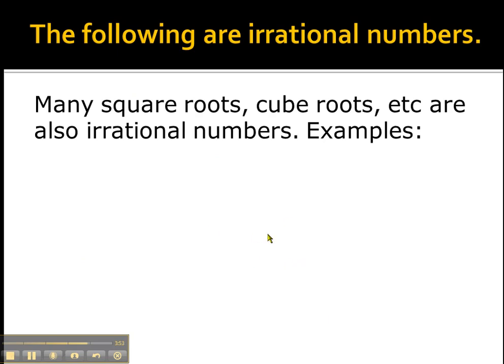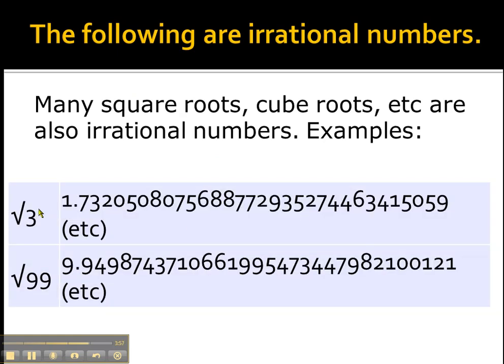I'm going through this fast, so please just pause it if you need to take a look. Some square roots and some cube roots are rational, but others are not. The square root of 3 is irrational. You can see there's no pattern and it does not repeat. Same thing with the square root of 99.